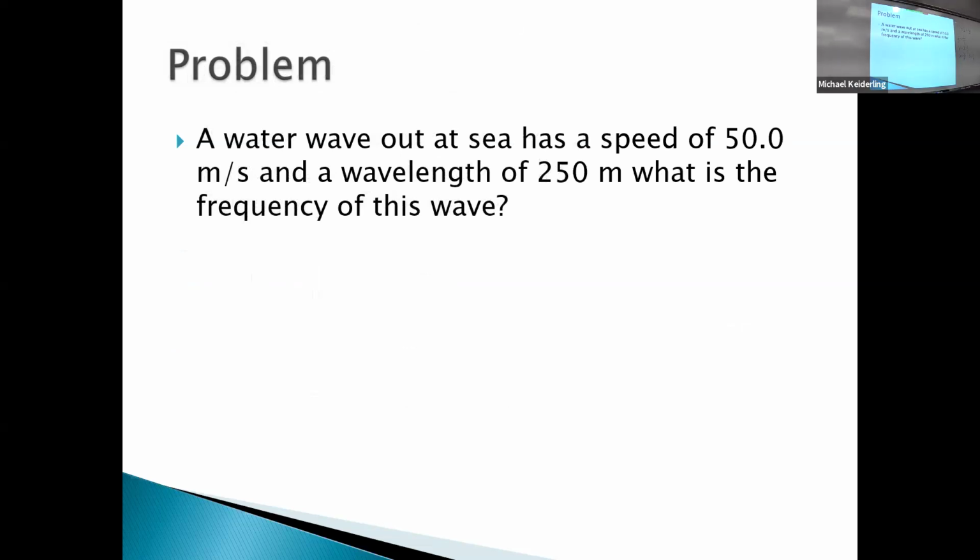So a water wave out at sea has a speed of 50 meters per second and a wavelength of 250 meters. What is the frequency of this wave?